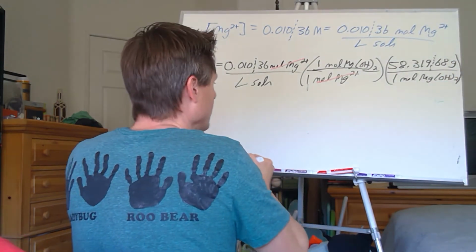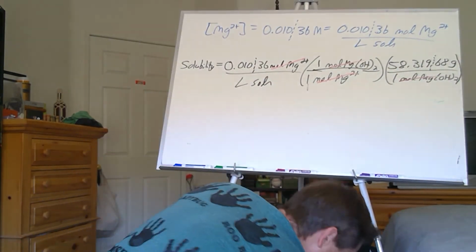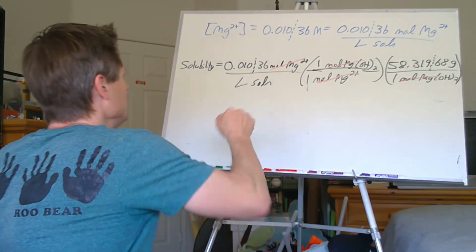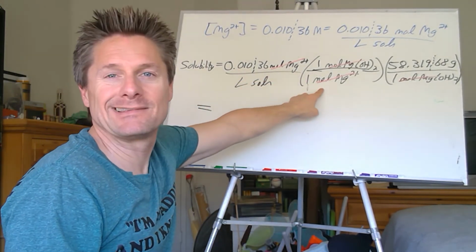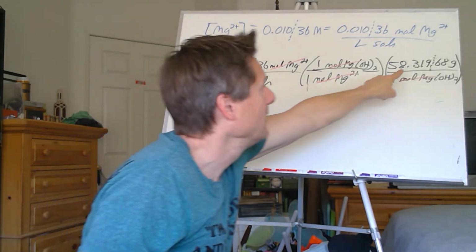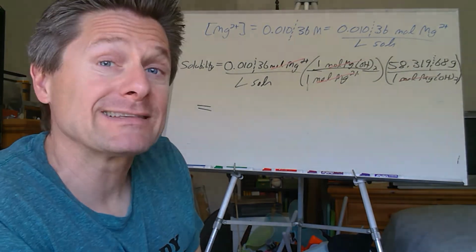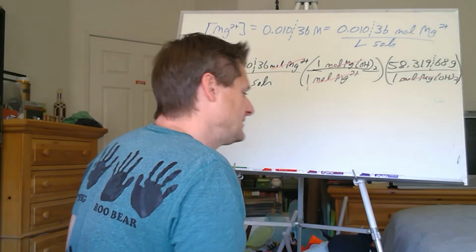Boop, squish factor. So moles magnesium hydroxide goes bye-bye. I am left with grams of the solid per liter of solution. I got 2 significant digits to start. This is an exact ratio, mole ratio here. I got 5 significant digits in my molar mass. Very rare for a molar mass to limit your sig figs. Very, very rare, but possible. All right, I get 0 point something.